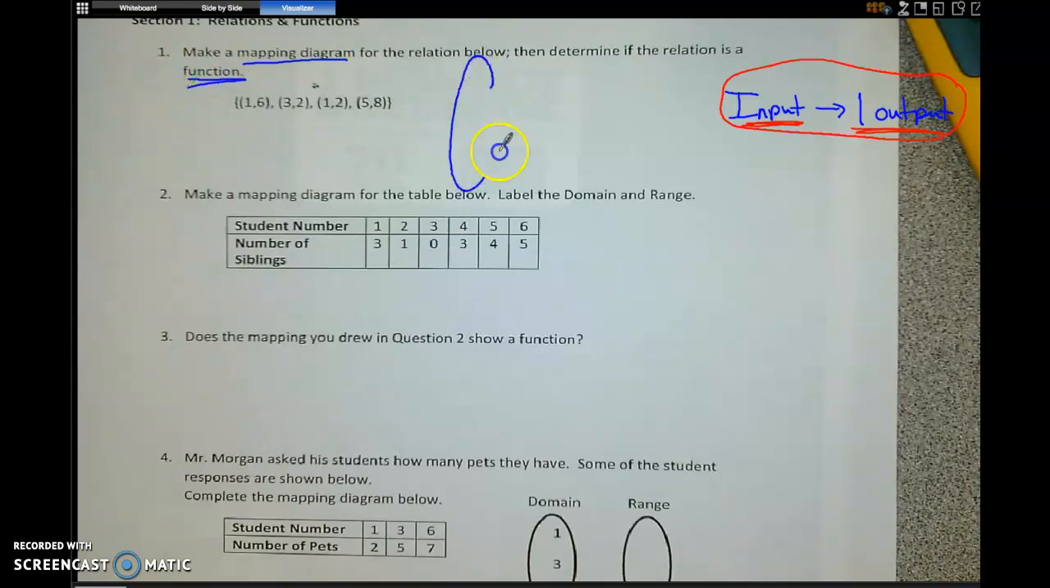So we have our mapping diagram. We have our x's. We're going to have our y's. So our x's, we have 1, 3. I have 1 again. I'm not going to list it since I already have a 1. And then 5. Then our y's, 6, 2. I already have a 2, so I'm not going to list it.